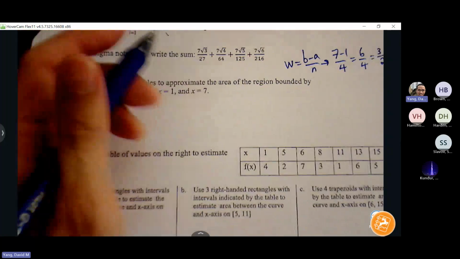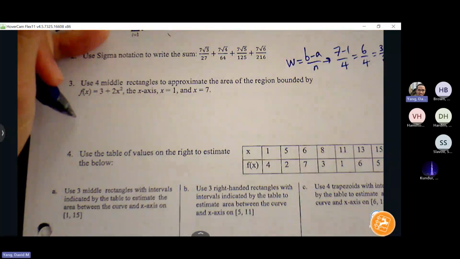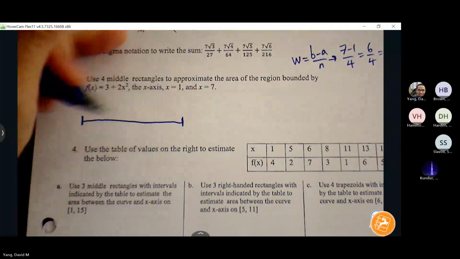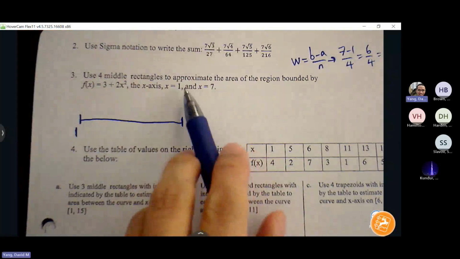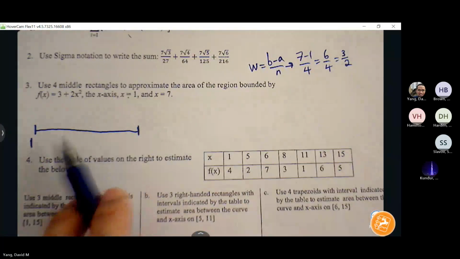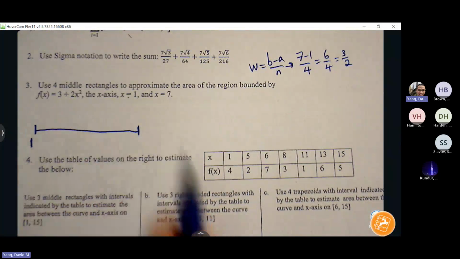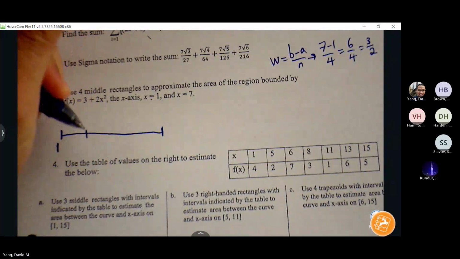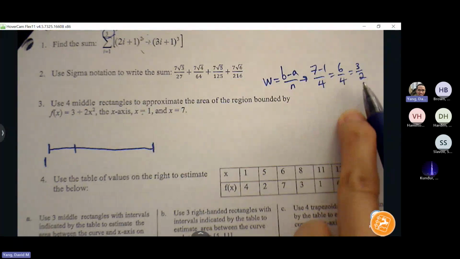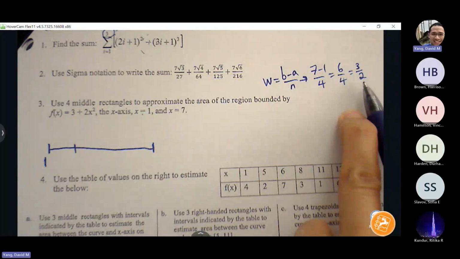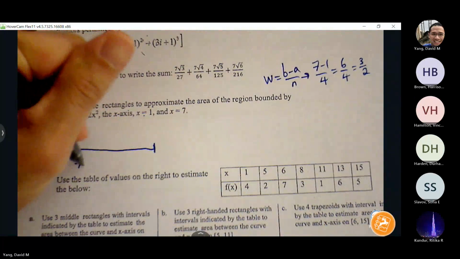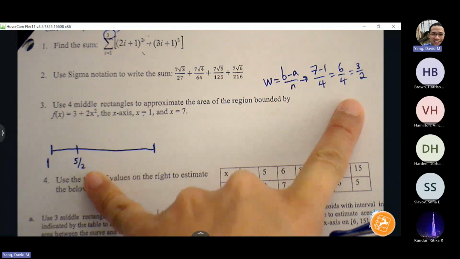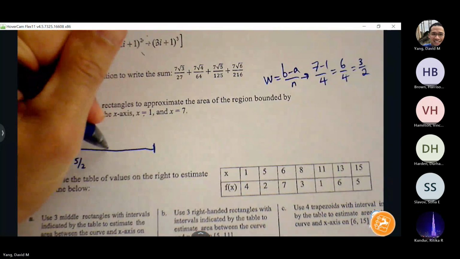Okay, let's build out our bounds and our subintervals here. So we're starting at 1. We're going to keep adding 3 halves to get to our next subinterval point. So 1 plus 3 halves is 2 over 2 plus 3 over 2, which is 5 over 2. Okay. 5 over 2 plus 3 over 2 is 8 over 2, which is the same thing as 4.